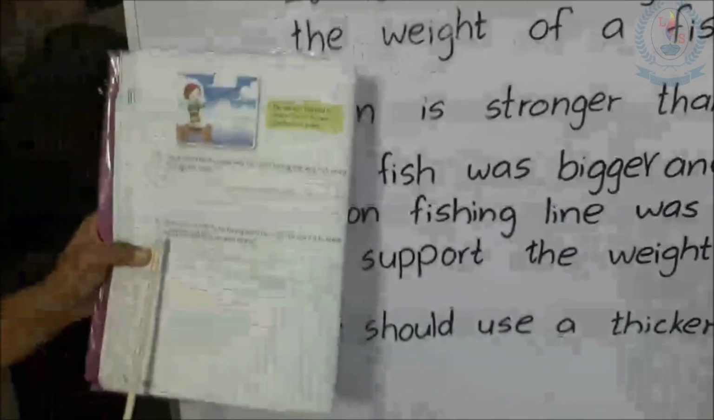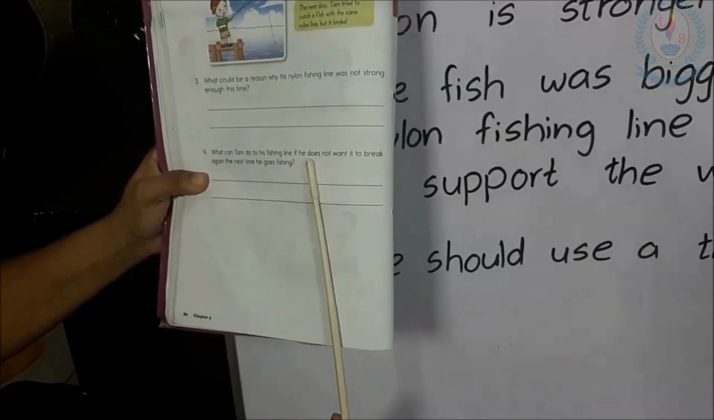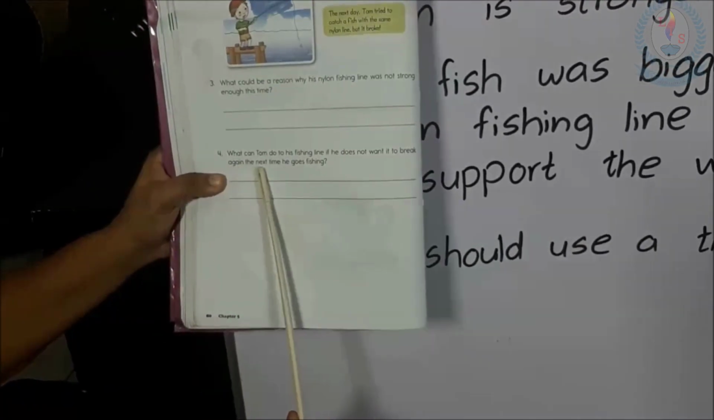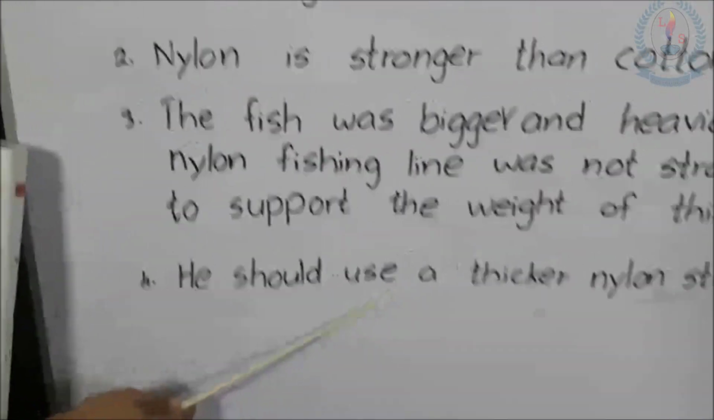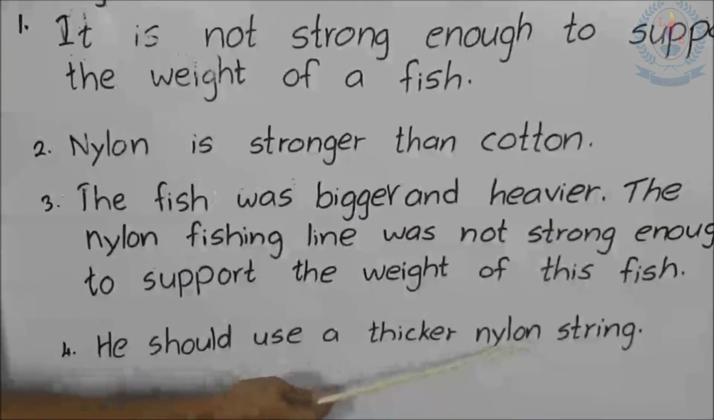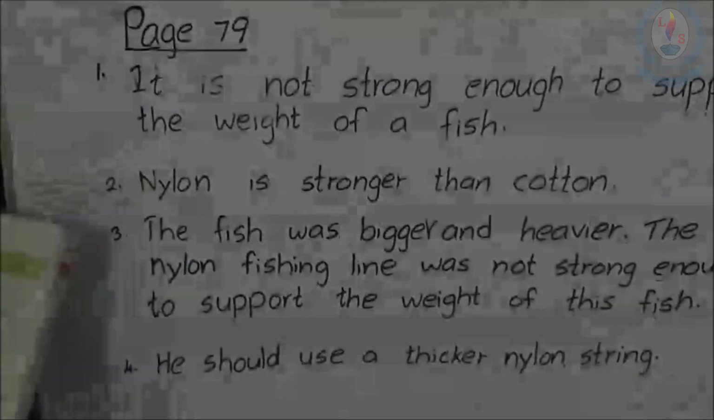Last question. What can Tom do to his fishing line if he does not want it to break again the next time he goes fishing? He should use a thicker nylon string. You all try this activity at home.